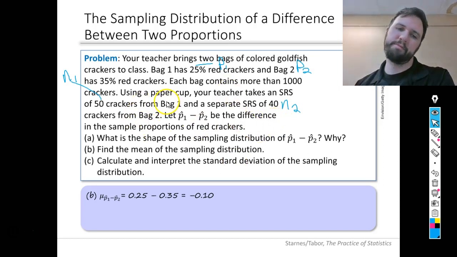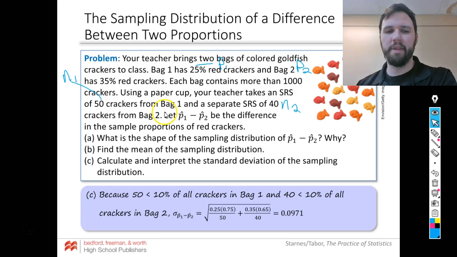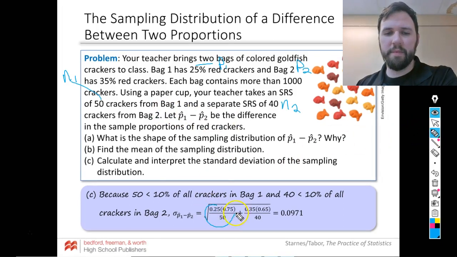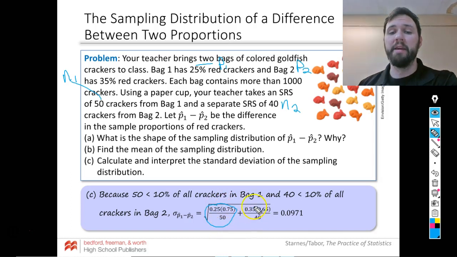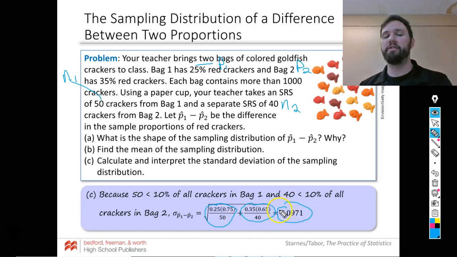Cool. Now let's calculate and interpret the standard deviation. So, for this one, we're going to do the square root of p1 times 1 minus p1 over n1 plus p2 times 1 minus p2 over n2. Add them, square root them, and that's your standard deviation. So we just described the distribution. Okay?